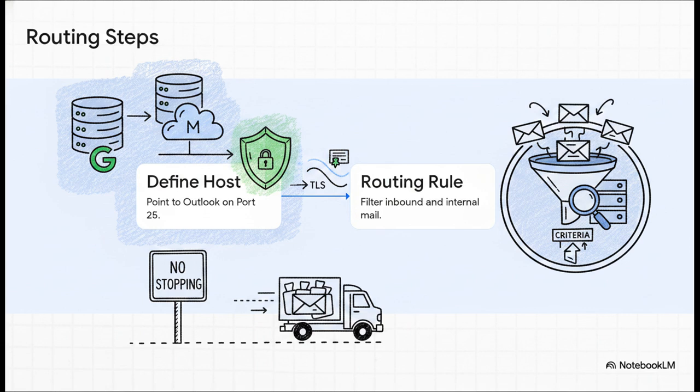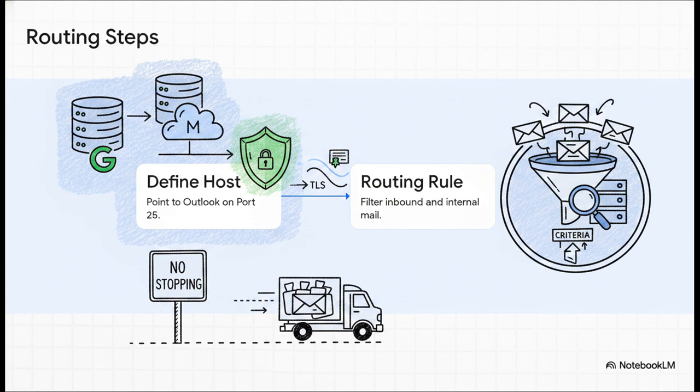We have to tell Google exactly where to send the forwarded mail, so we point it to starsourcingltd.com.mail.protection.outlook.com on port 25. And, this is key, we require TLS. We need a CA signed certificate to make sure that connection between Google and Microsoft is locked down and secure. We definitely don't want anyone intercepting our mailroom trucks.